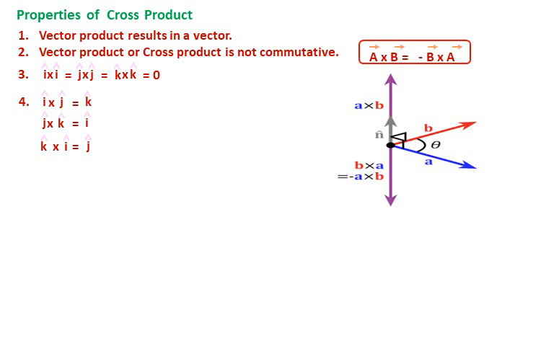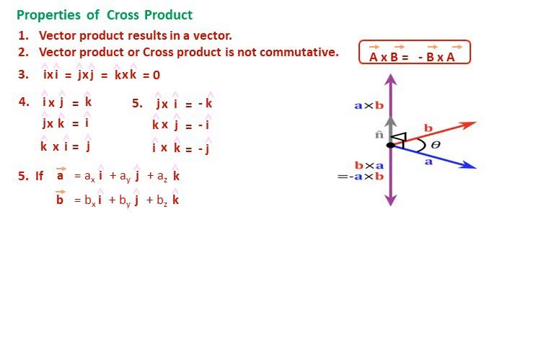But i cross j will be equal to k unit vector because the angle between i cap and j cap will be 90 degrees and sine 90 is 1. And by using any of the rules, you can find out the direction. So i cross j will be equal to k. Similarly, j cross k will be equal to i, and so on. And if you reverse it, if you find j cross i, then you will get minus k.